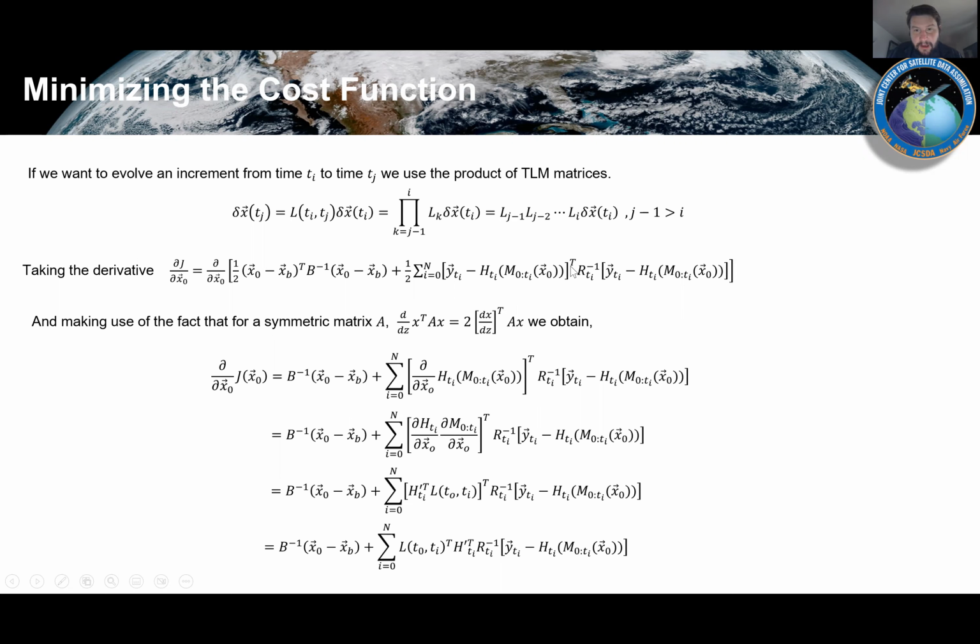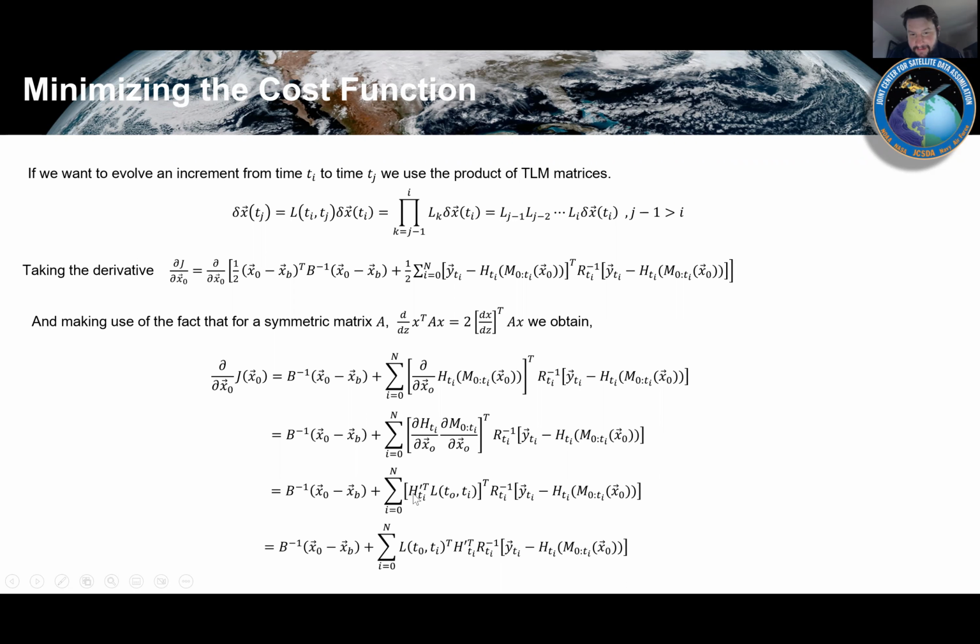So here I'm taking the derivative of this inside term. y does not depend on x, not at all. It's just the observation, right? So it's gone. So I'm taking the derivative of this, transpose R inverse, and then I've got this guy sitting here. This is H of model of x naught. So a chain rule gives me this.